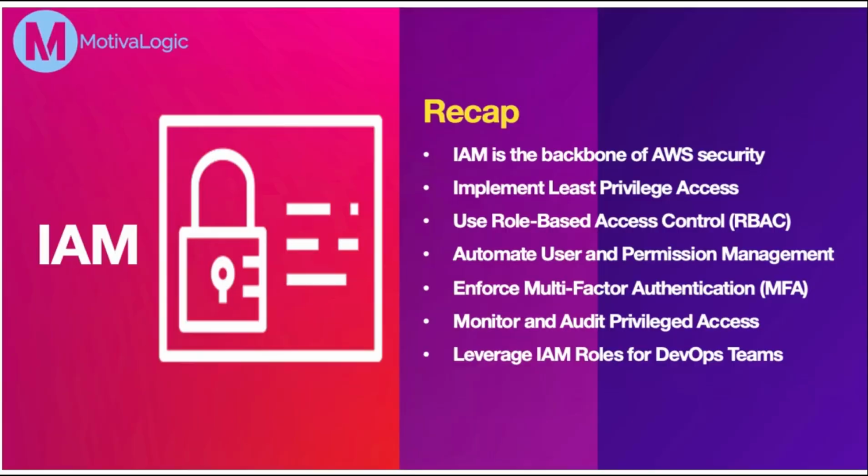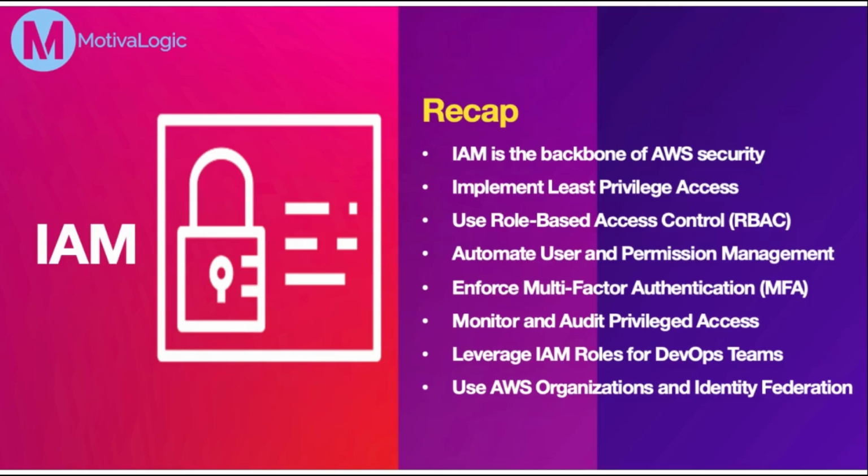Leverage IAM roles for DevOps teams. Assign temporary permissions for CI/CD pipelines, infrastructure management, and cross-account access. Use AWS Organizations and Identity Federation. Centralize access management and integrate external identity providers for better security.